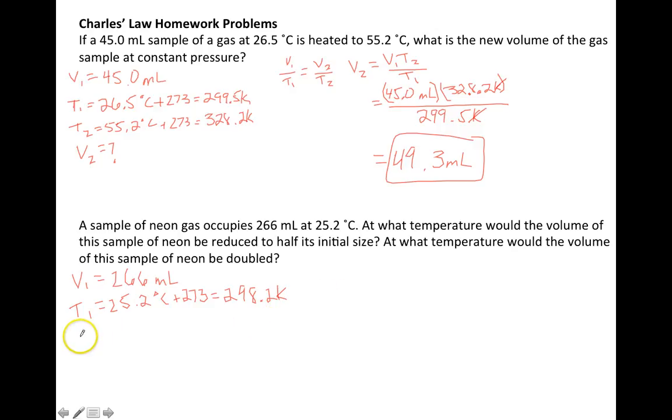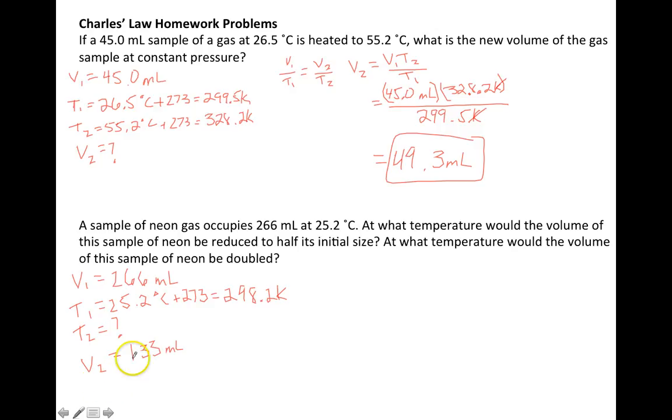At what temperature will this sample of neon be reduced to half its original size, its initial size? So T2 is what I'm being asked to find. At what temperature? Okay, and if I want the volume to be reduced by half, that means V2 is going to be half of 266. So volume would be 133 is going to be half of that in milliliters.